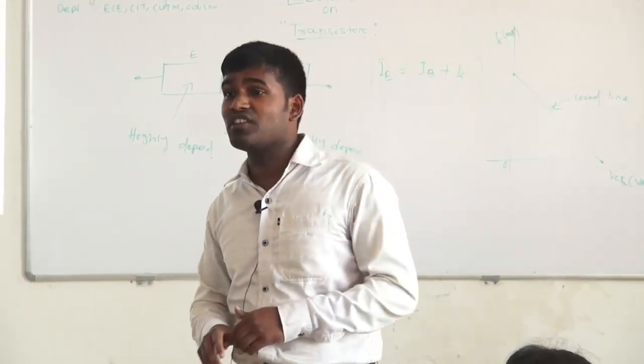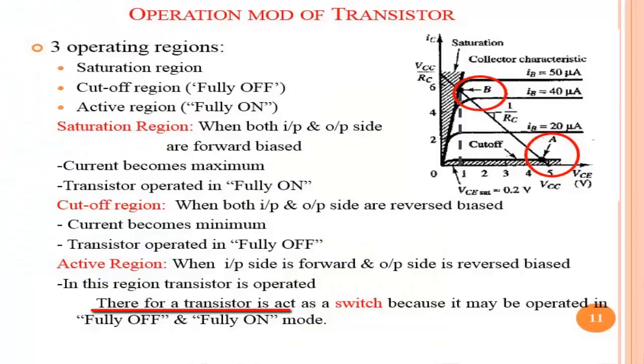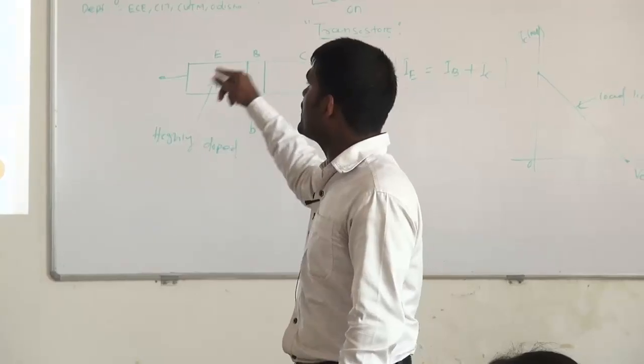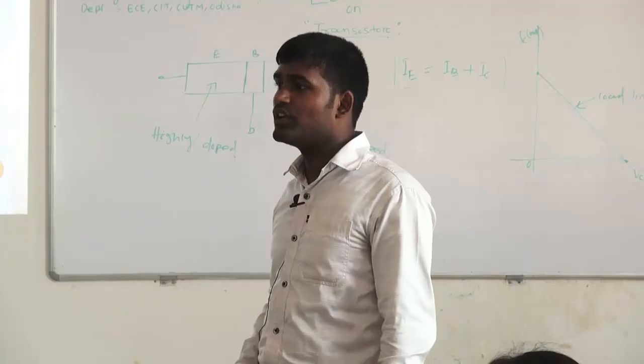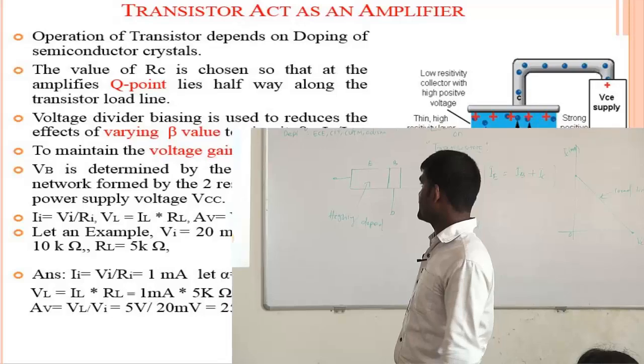Another application of transistor is that a transistor acts as an amplifier. Therefore a transistor acts as a switch because it may be operated in fully off and fully on. Fully off means cutoff. Fully on means saturation, where maximum current is flowing.